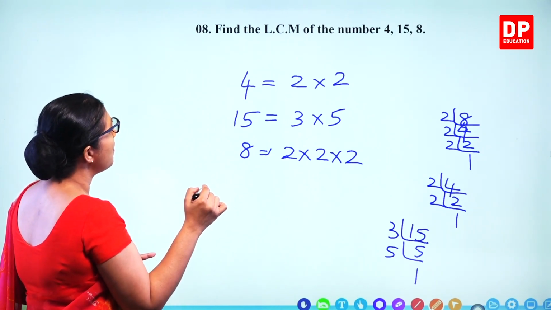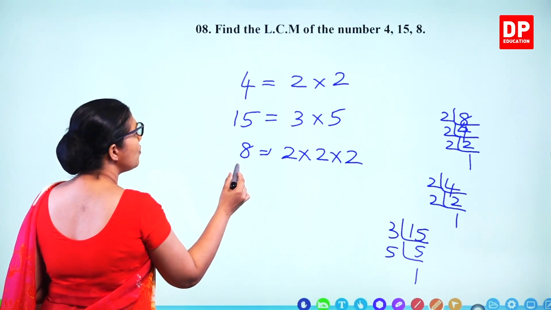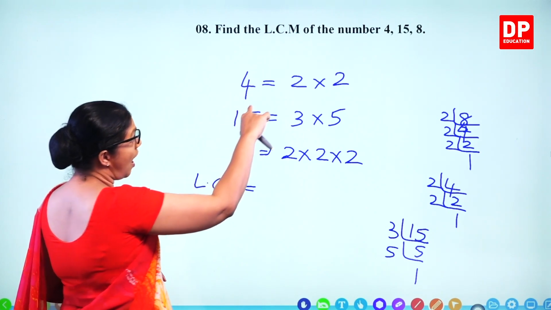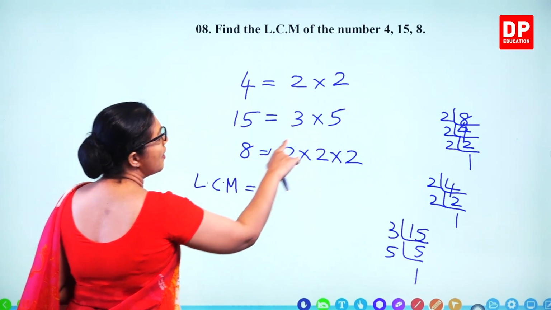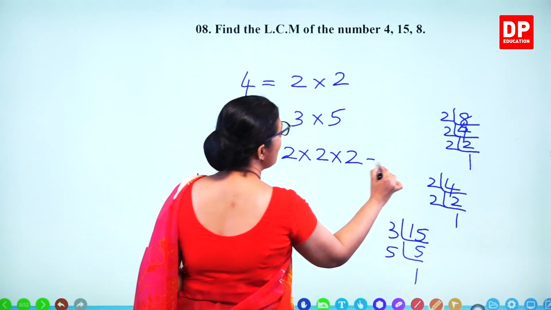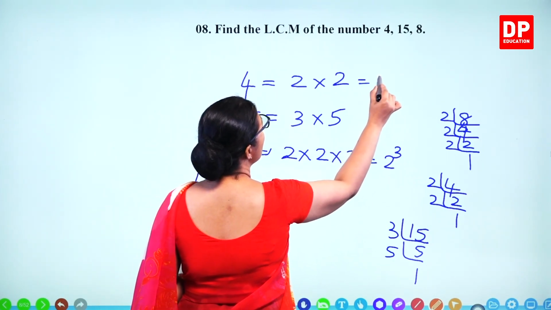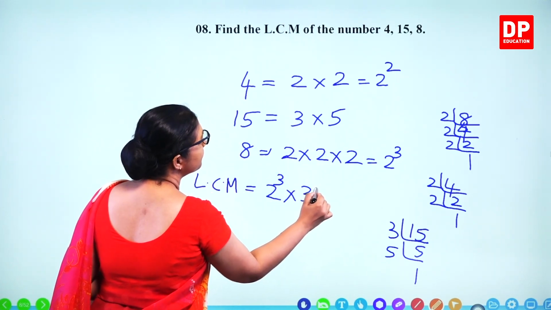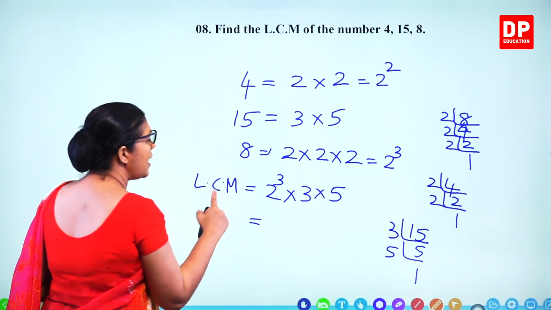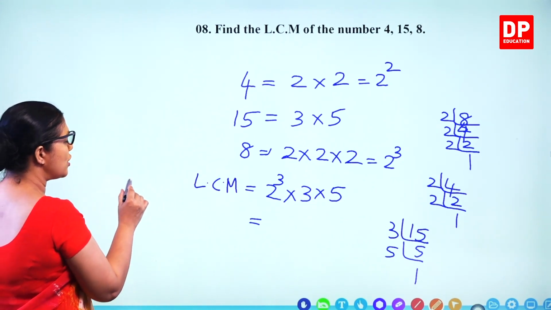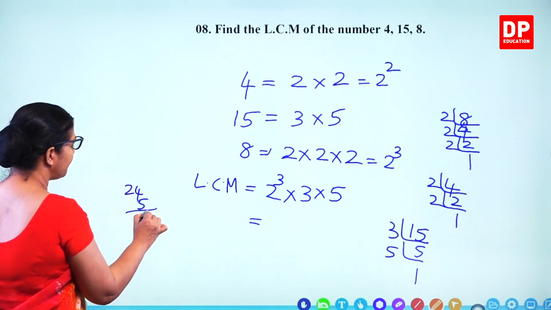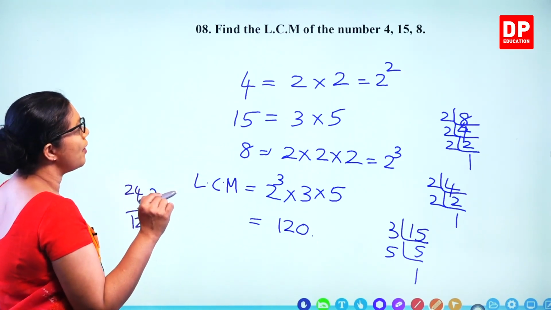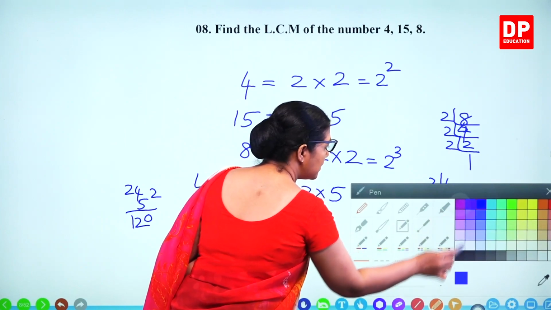So what's the lowest common multiple? You take the highest power of each factor. So 2 to the power 3 is the highest power there. Here 2 to the power 2. So 2 to the power 3 comes. Then 3 once and 5 once. 8 times 3, 24. 24 times 5, 120 is the lowest common multiple. 2 marks for that.